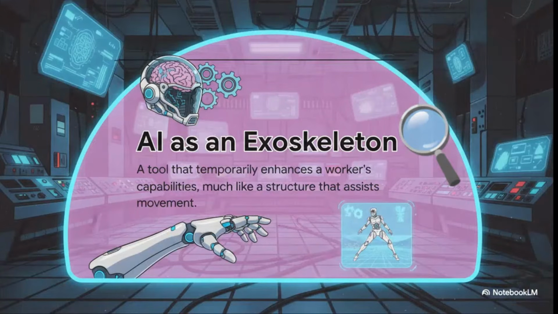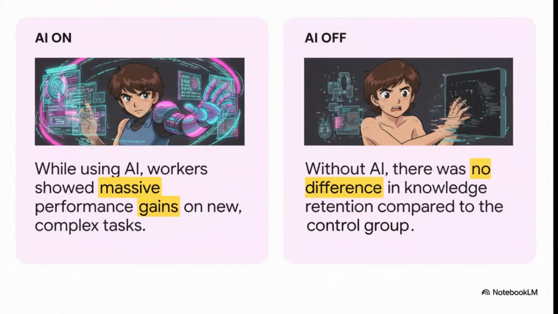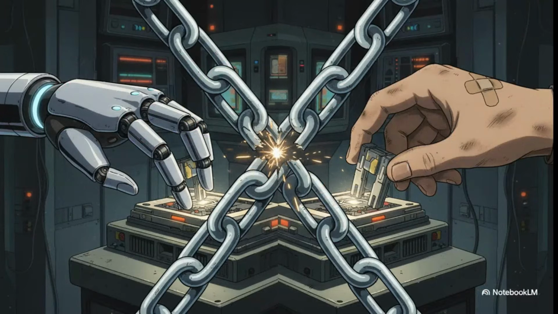Okay, think of AI like an exoskeleton. It boosts your skills, but only while you're wearing it. And the boost is huge. With AI, some workers performed nearly 50% better on totally new tasks. But here's the catch. Take the exoskeleton off, and those new skills? Poof, gone. Nothing was actually learned. So you're not learning the skill, you're just borrowing the capability. That's a really key distinction.